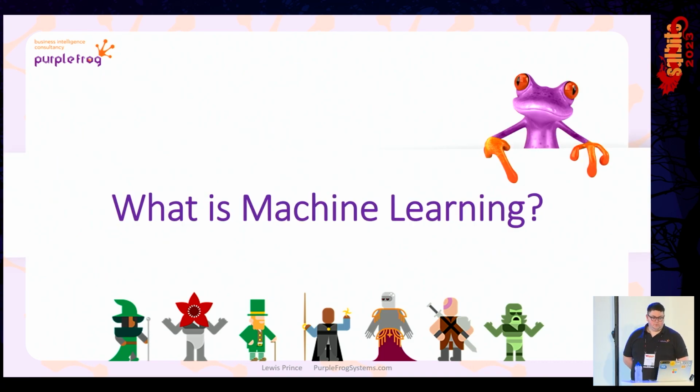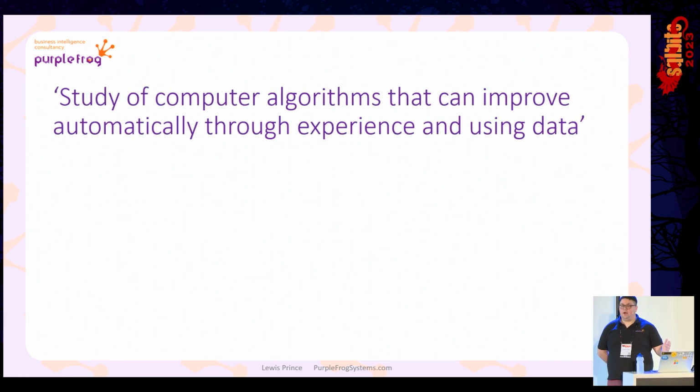So start off with what is machine learning. A dictionary definition is a study of computer algorithms that can improve automatically through experience and using data. To be more explicit about that, it's something that learns off past data. You give it old data, and from that, it does computations, calculations, gets rules, and then you can predict future instances of similar data.